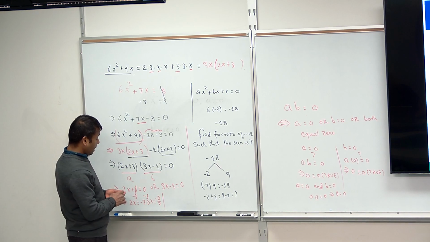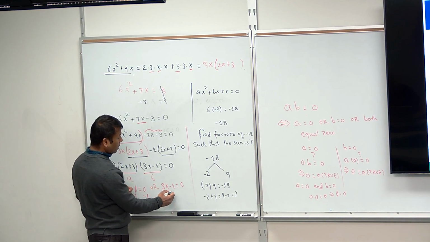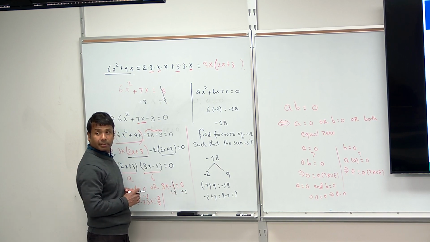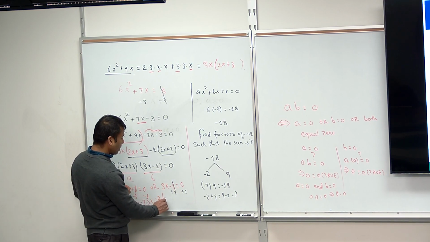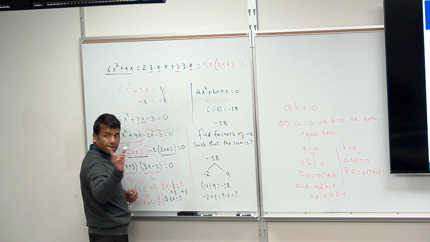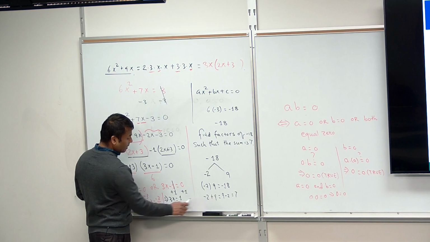And now for here, you have 3x minus 1 equals 0. You add 1 on both sides. You cross them out, right? So what do you have here? 3x equals 0 plus 1, which is 1. Make sense? Now how do you find the value of x?